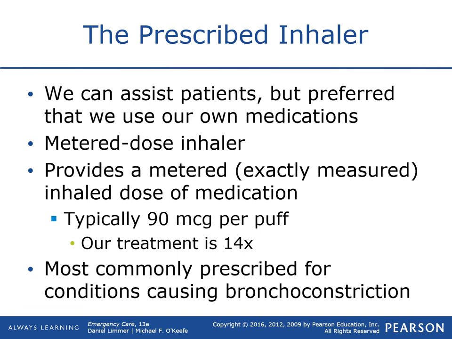Now, they take 2 puffs and are supposed to wait usually several hours before their next dose. If you remember, the amount of albuterol we give is 2.5 milligrams. So that is about 14 times the amount of albuterol that we give in our administration than what the patient gets in their inhaler. That's why we want to go to our medications, because they're usually a lot more effective, since there's a lot more medication in them. So keep that in mind. Yes, we can assist them with their own, but usually we want to go to ours if someone's having a hard time breathing, because ours has a lot more to it.